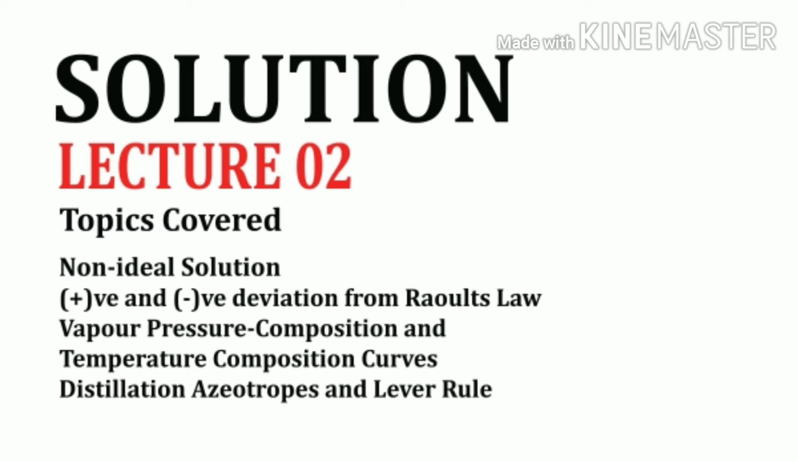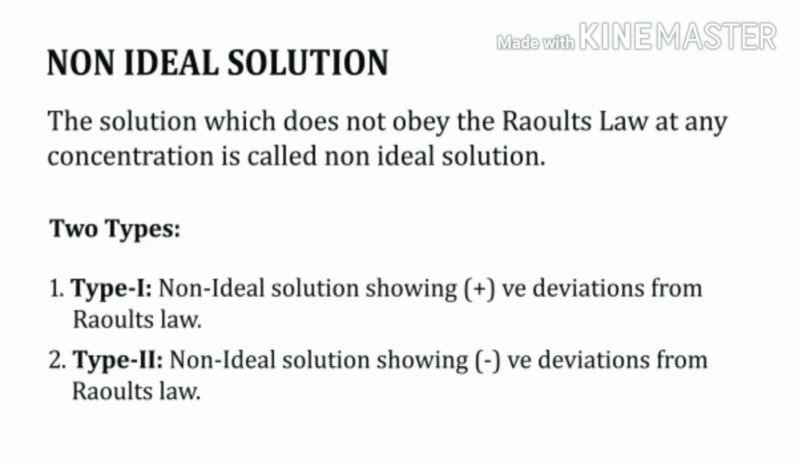So let's start today's class with the non-ideal solution. The non-ideal solutions are those which do not follow Raoult's law. In fact, all the solutions are generally non-ideal except a few at certain compositions. There are two types of non-ideal solutions. Type 1, which shows positive deviation from Raoult's law, and type 2, which shows negative deviation from Raoult's law.